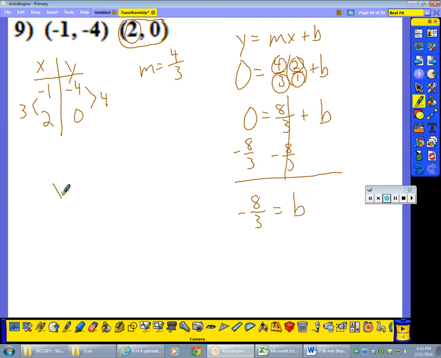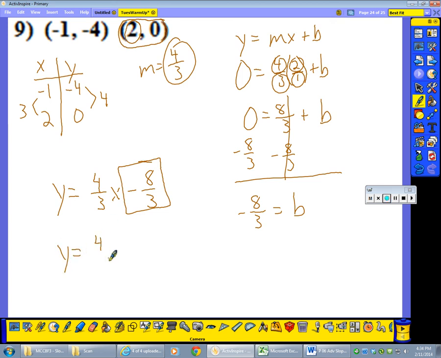So my equation is going to look like this: y equals my slope, which is 4/3, x minus 8/3. Now, even though lots of times we'll leave the slope as an improper fraction, my y-intercept we usually put into a mixed number. And you can easily do that by dividing 8 by 3, and you will end up with -2 and 2/3 as the correct answer.